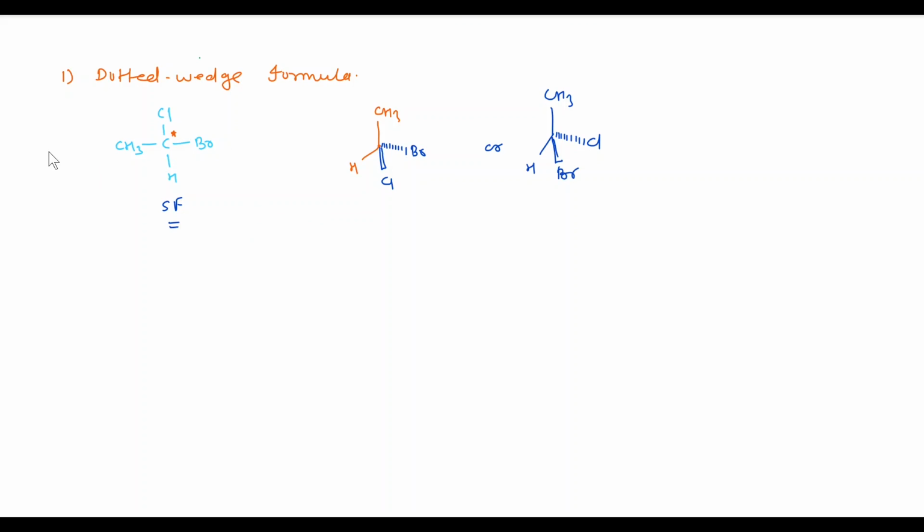This is for one chiral carbon atom. Similarly, we can write the structural formula for two chiral carbon atoms in the dotted wedge formula. Let us see an example for two chiral carbon atoms.